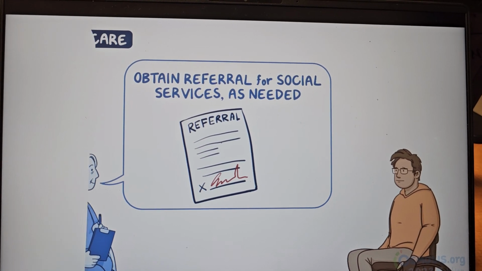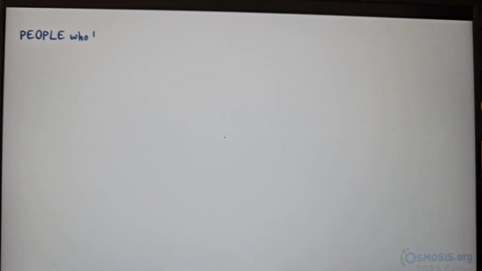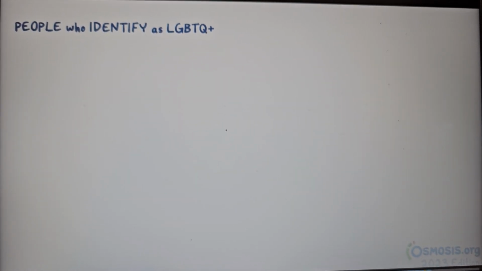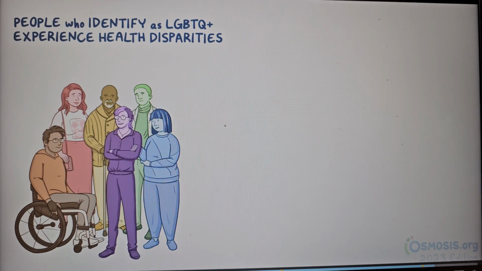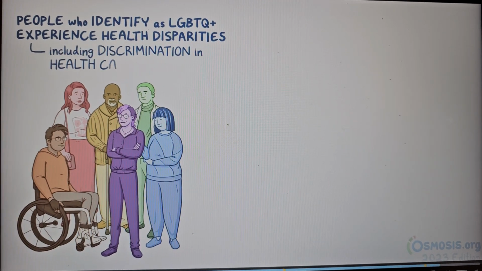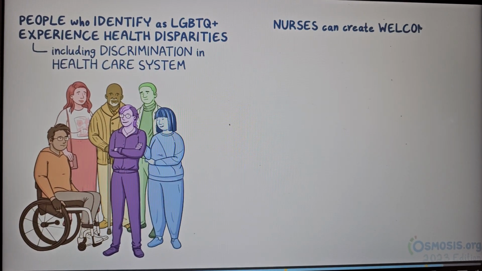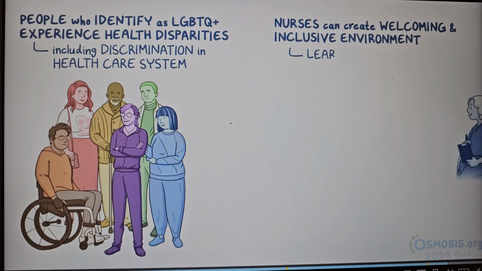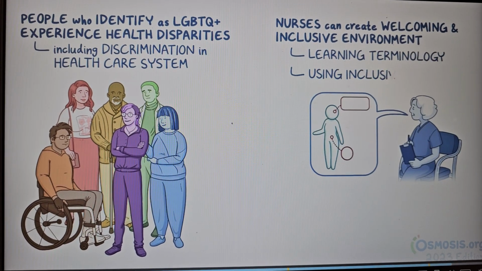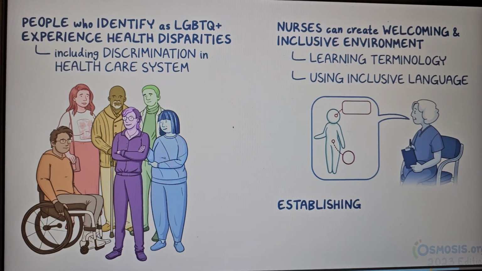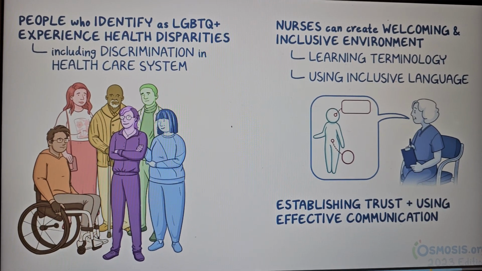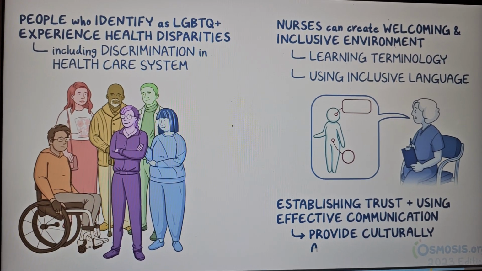All right, as a quick recap, people who identify as LGBTQ+ experience health disparities that stem from a history of stigma and discrimination, including discrimination in the healthcare system. Nurses can help create a welcoming and inclusive environment by learning correct terminology and using inclusive language when speaking to all their patients. By establishing trust and using effective communication, nurses can better provide culturally appropriate care.